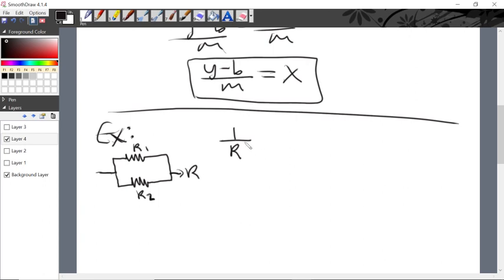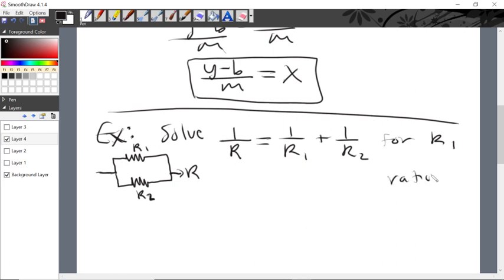the reciprocal of the total resistance, right? 1 over R is equal to 1 over R1 plus 1 over R2. Let's solve this formula for, let's say, R1. Solve it for R1. So the variable of interest now is R1, and that variable is located in the denominator here. So this looks mostly like a rational type of equation as a result of that.